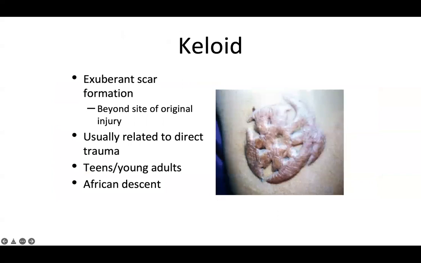So, moving on to keloid, which is extremely common in dermatology. You need to be able to recognize what it looks like on histology. Keloid is an exuberant scar formation. The definition is that it forms beyond the site of the original injury, as opposed to hypertrophic scars, which are usually contained within the original scar bounds, usually related to direct trauma in patients that are predisposed to develop keloids.